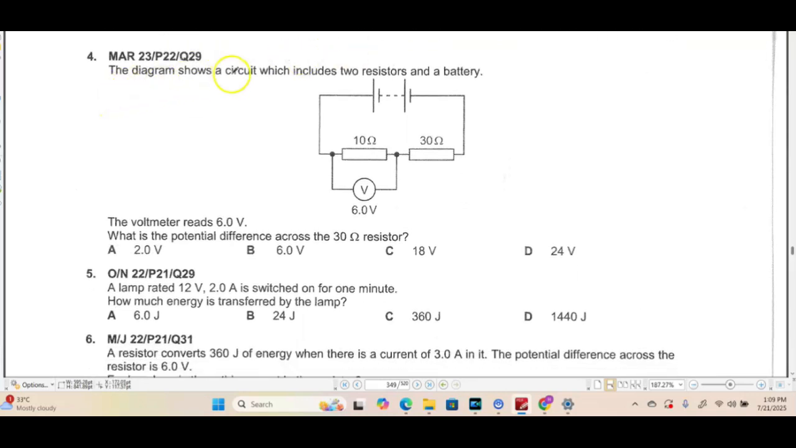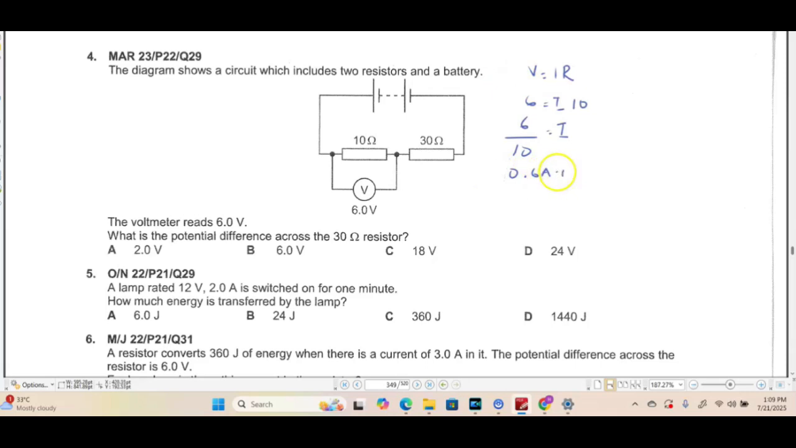Okay, question number 4. The diagram shows a circuit which includes 2 resistors and a battery. The voltmeter reads 6 volts. What is the potential difference across the 30 ohm resistor? We can find current through these two values. V is equal to IR. V is 6, I we have to find, and this is 10. So 6 divided by 10 is going to be 0.6 amperes.